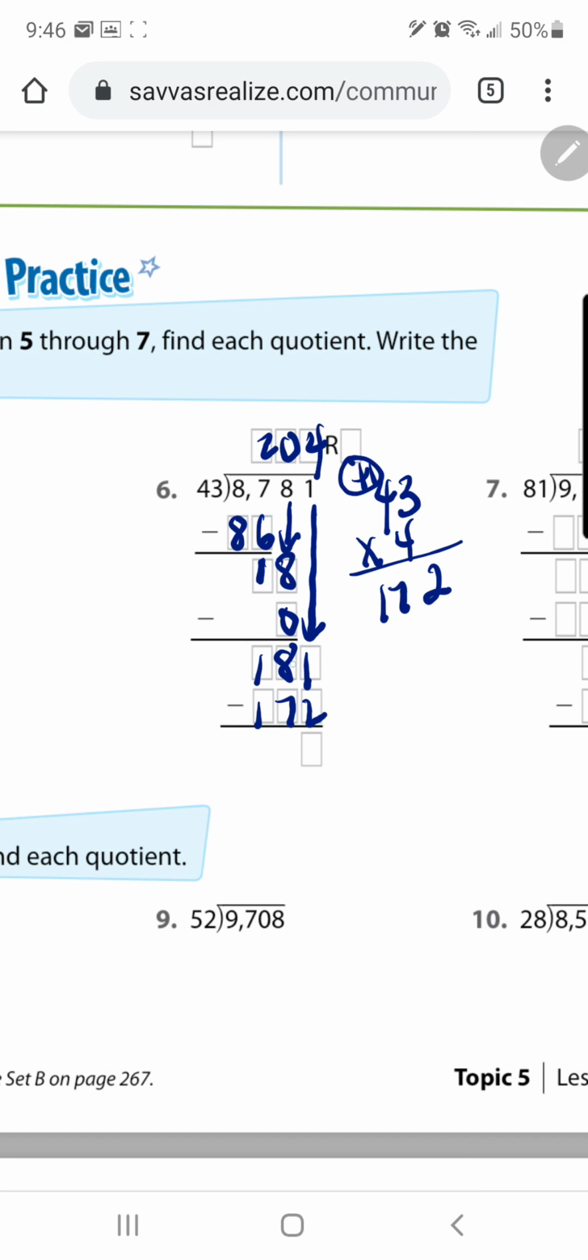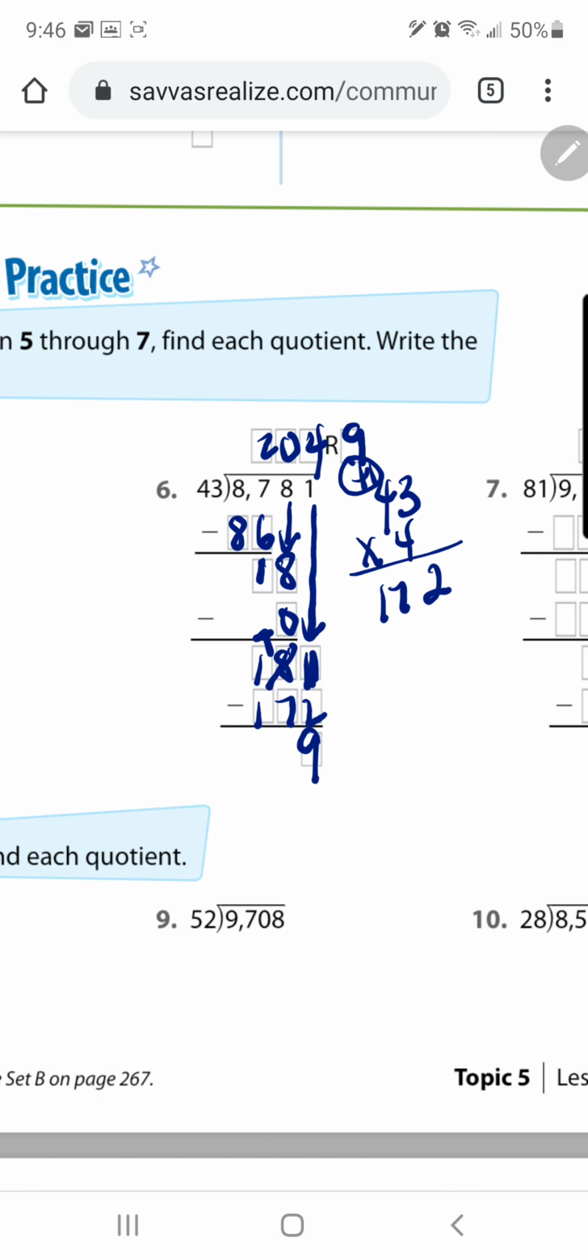2 minus 1, you can't, so borrow from the 8. 8 turns into a 7, and the 1 into 11. 11 minus 2 equals 9. Right, you're not going to subtract 7 minus 7 and 1 minus 1 because those are going to give you differences of 0, right? So your remainder is 9. 204, remainder 9.